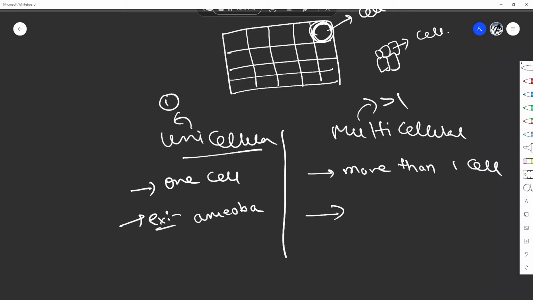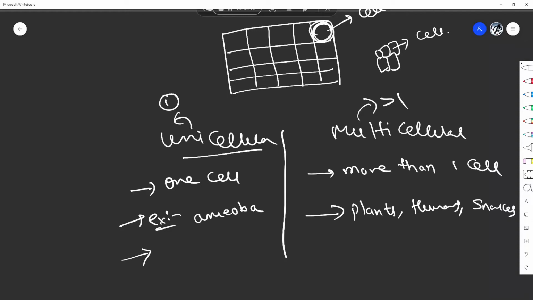Multicellular organisms include plants, humans, snakes. You can find unlimited options for multicellular organisms. Why? Because they have different cells performing different functions.